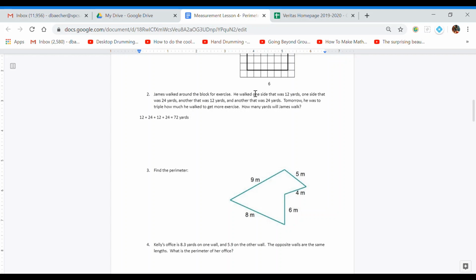It says tomorrow he has to triple how much he walks to get exercise. Triple comes from our earlier units where we talked about expressions. To triple something means, think about it, tri means three, so three times more. So do 72 times three. Well, 70 times three is 210. Two times three is six, so it's going to be 216 yards. That's tripled. But you can show your work for that to check it.